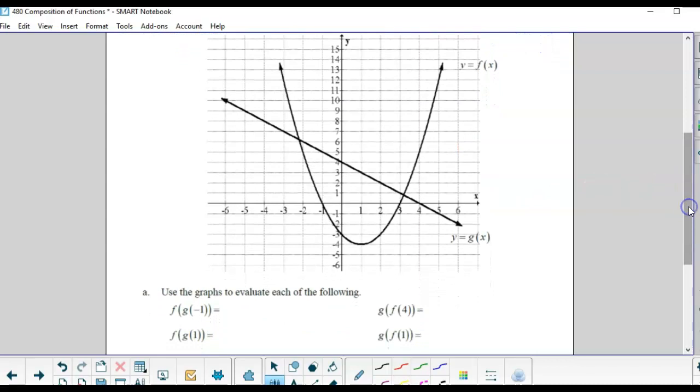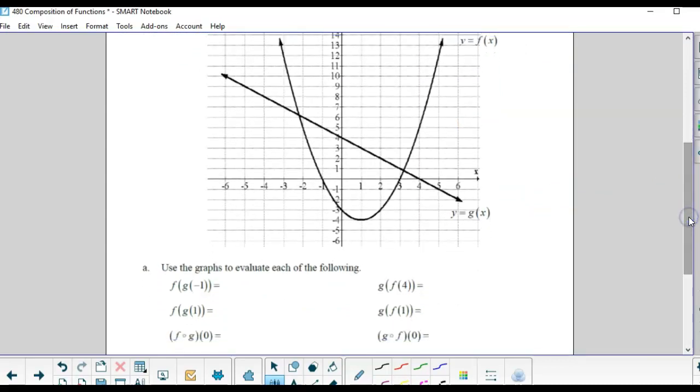So it says use the graphs to evaluate each of the following. So we need to find f of g of -1. So g is the line. So when you look at when x is -1, what's y on the function for g? It's 5. So this is going to be f of 5. So then we want to look at when x is 5 on the f function, and that's 12.